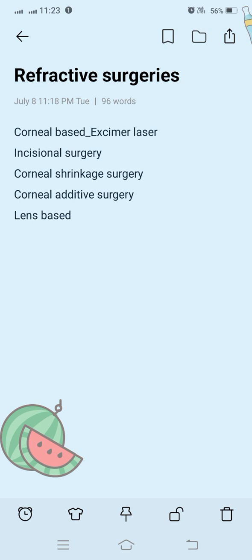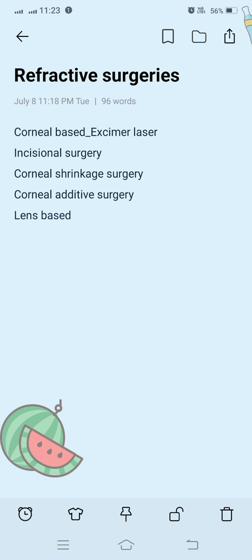Then SMILE, small incision lenticule extraction, in which the femtosecond laser technique is used. Single step where a lenticule of tissue is removed through a small incision with no flap. -1 diopter spherical to -10 diopter sphere, and 5 diopter cylindrical can be corrected through it.